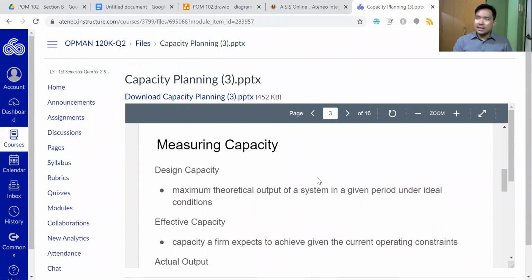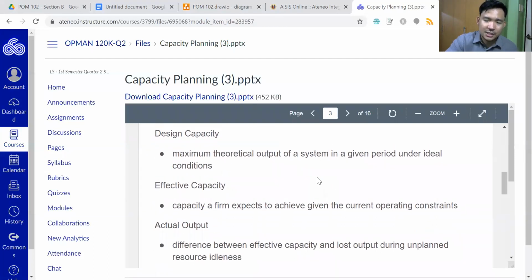So capacity is in essence a measurement. It's a measurement of the output that your process can produce. All right. So going a level deeper, there are a few ways you can define this capacity, a few ways you can define that specific output which the process can make. So we have three definitions. The first is the design capacity. This is the maximum theoretical output of a system in a given period under ideal conditions.